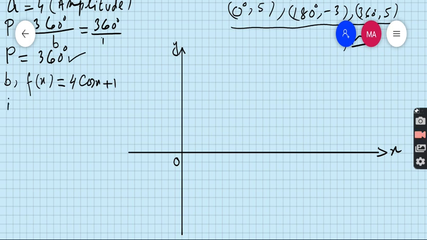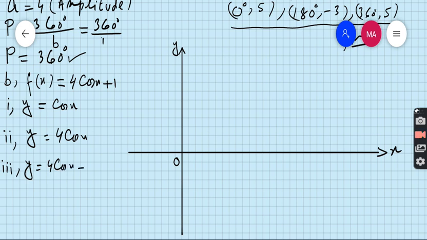The first, we have to draw y is equals to cos x. Then second step, we have to draw y is equals to 4 cos x. And the third step is we have to draw y is equals to 4 cos x plus 1. So first I am going to draw y is equals to cos x.